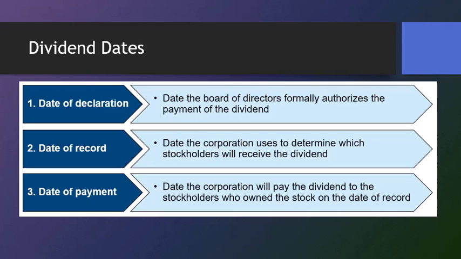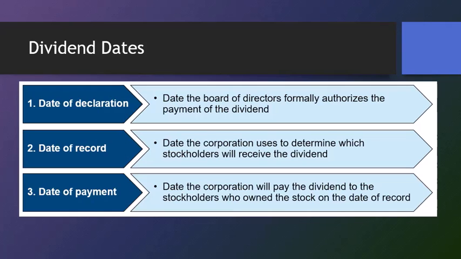Date of record. This essentially determines who is going to receive the dividend. Now, it may seem pretty straightforward. Well, whoever owns the stock gets the dividend, right? But what we have to keep in mind is, especially when we're talking about publicly traded companies, the shares of stock change hands all the time.